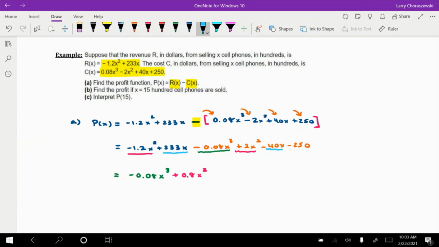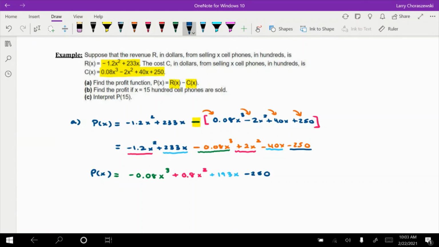Yep, minus 40x. And when you combine those two, you should get positive 193x. And then last but not least, we have this minus 250, which doesn't combine with anything. So we'll just copy it back down. And that would be our profit function.